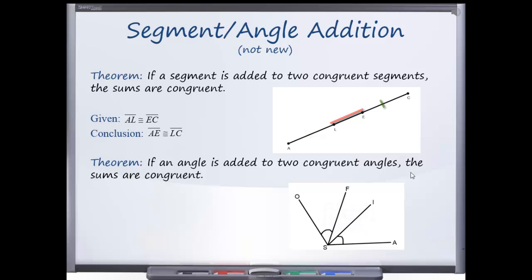Likewise, we can do the same thing with an angle. If we take an angle and add it to two congruent angles, then the sums must be congruent. So if we know that angle OSF is congruent to angle ASI, we can conclude that with the addition of that middle angle there, angle FSI, we can conclude that OSI is congruent to angle ASF.